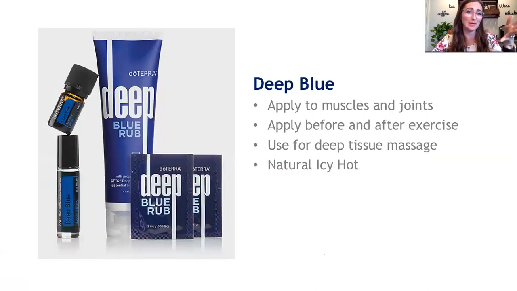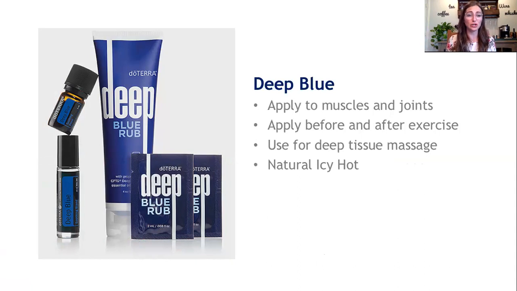Now, Deep Blue is a great example. Deep Blue is another blend that doTERRA created. It's basically all things muscles or pain relief. So I actually use Deep Blue all through labor, and I use that rub. So they have the oil that you can use directly on. I use the oil directly on my wrist because it's very easy application for, sorry, for my arthritis pain.